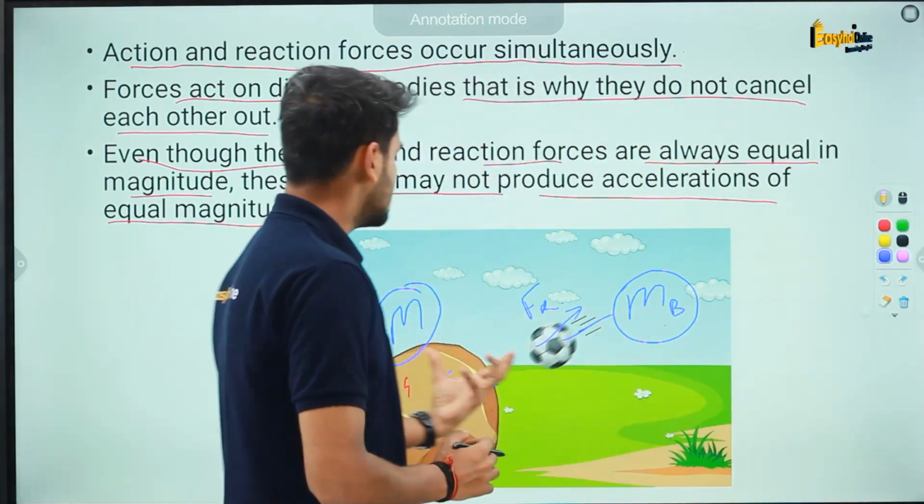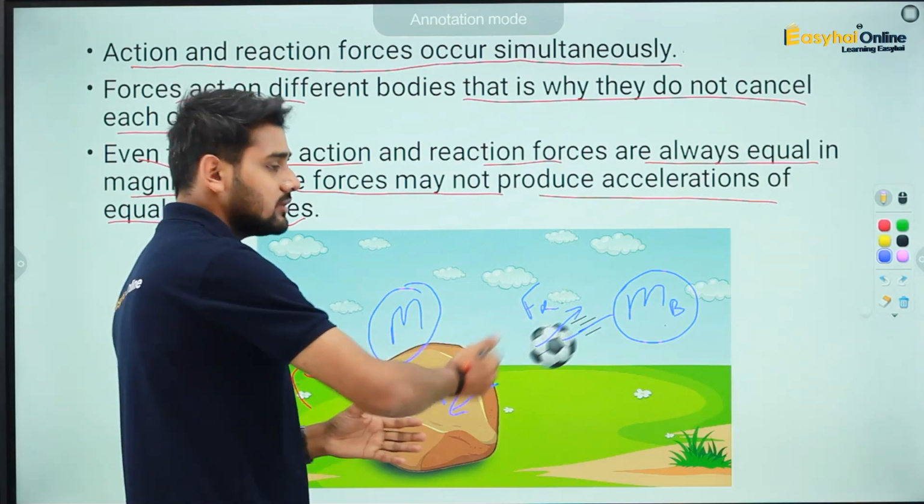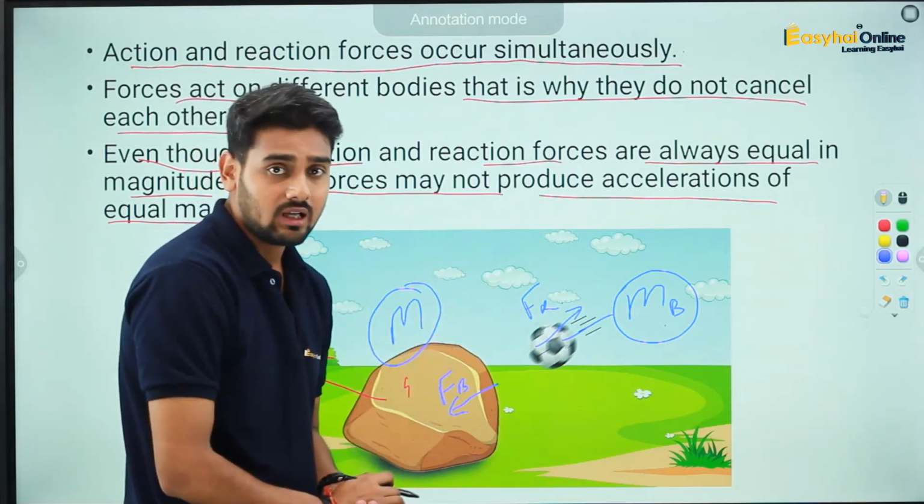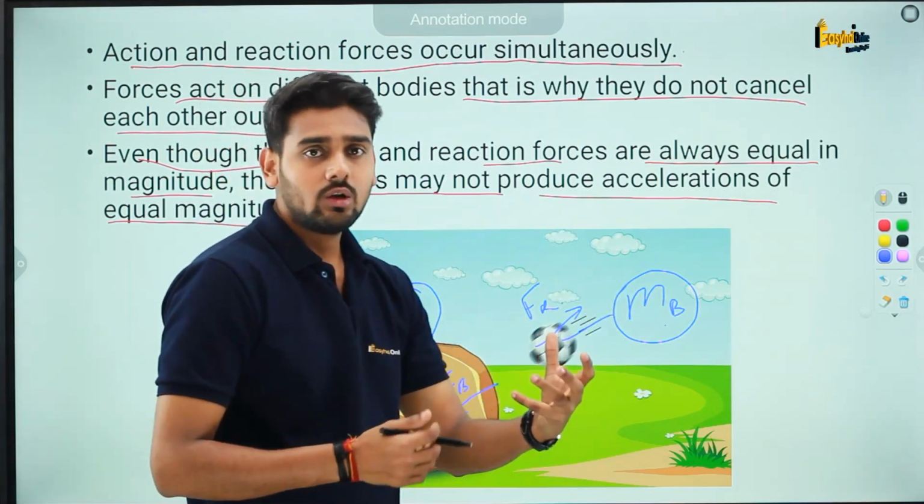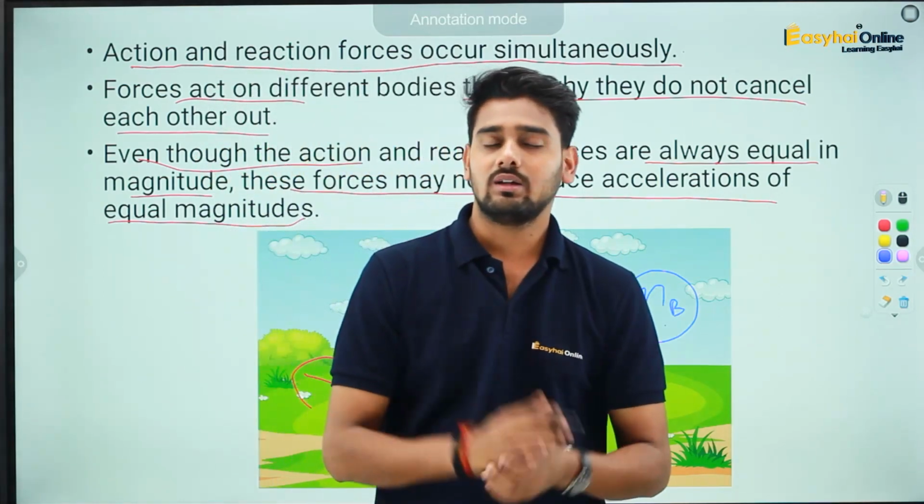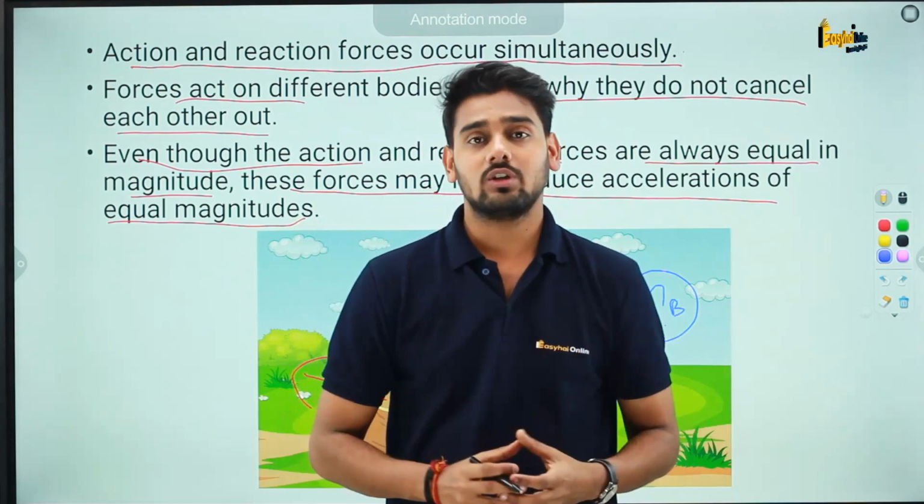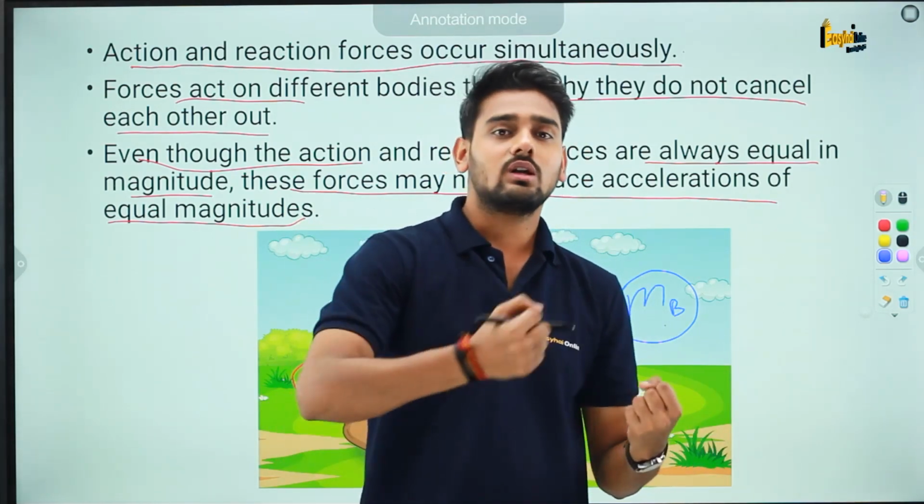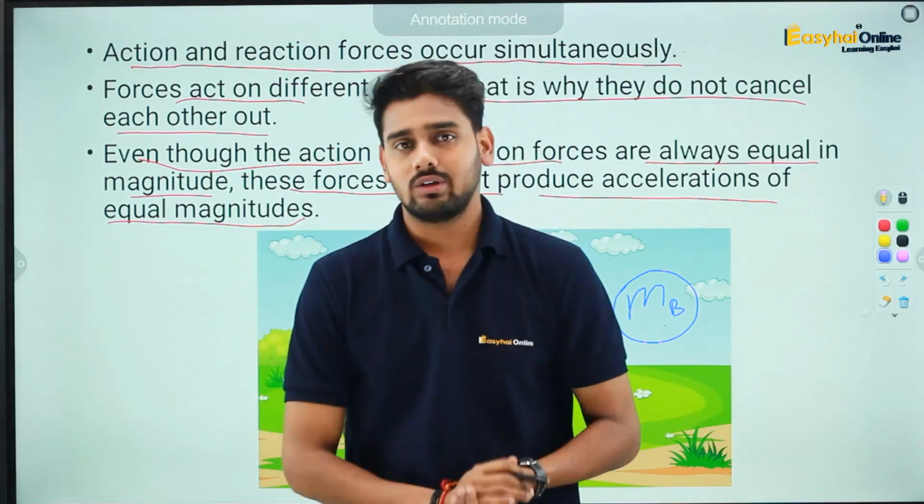Alright, so this is the reason that equal and opposite forces are acting in different scenarios, but some objects move and some objects do not move, and the reason behind that is the mass of the object. If the mass of the object is high, its inertia is high, so the force required to move that object is also different.